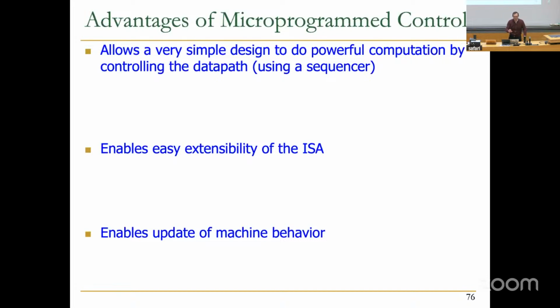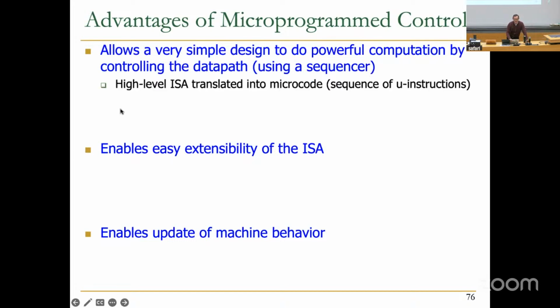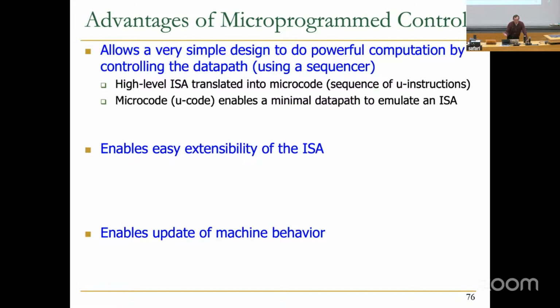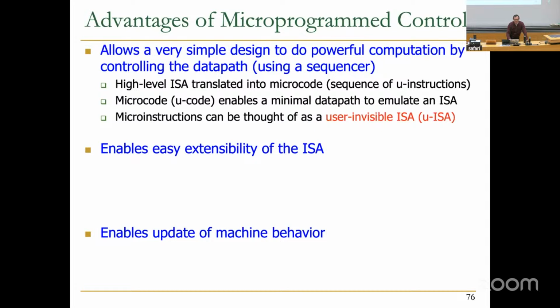Let me cover this slide and then we're going to take a break. Basically, there are other advantages to this. You basically can take an ISA and translate it to microcode and implement things in different ways. You can have a minimal data path to emulate the ISA. And you can think of this as a user invisible ISA, like we've been kind of thinking of it, right? This also enables easy extensibility of the ISA. You can support a new instruction by changing the microcode. Someone creates a new instruction, you basically try to figure out how to include it by changing the microcode itself.